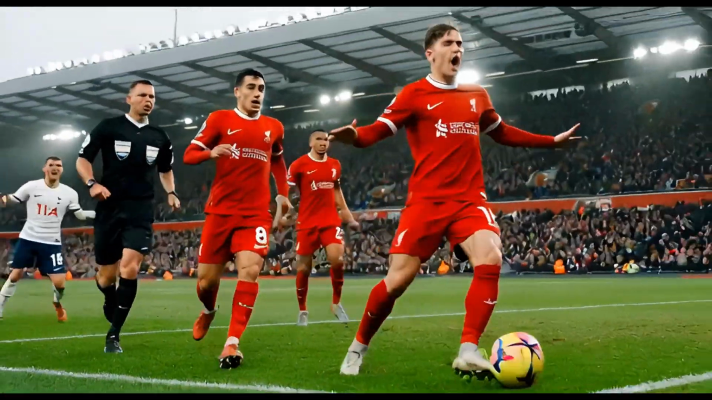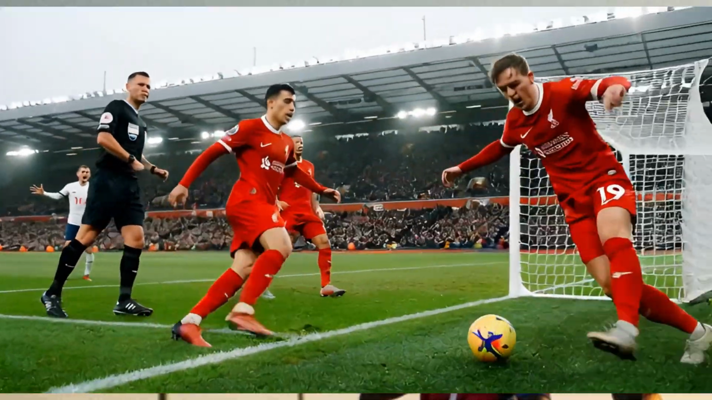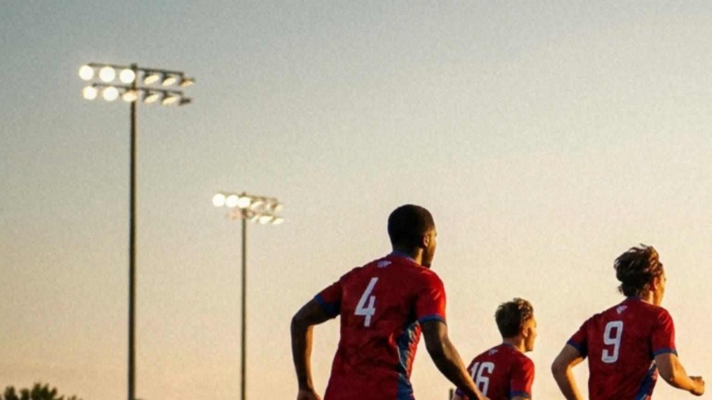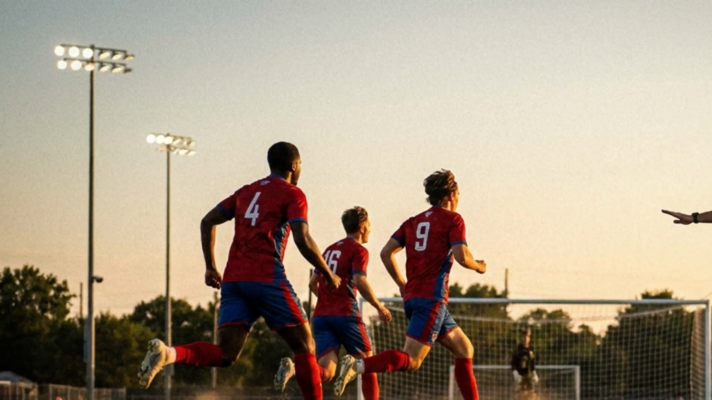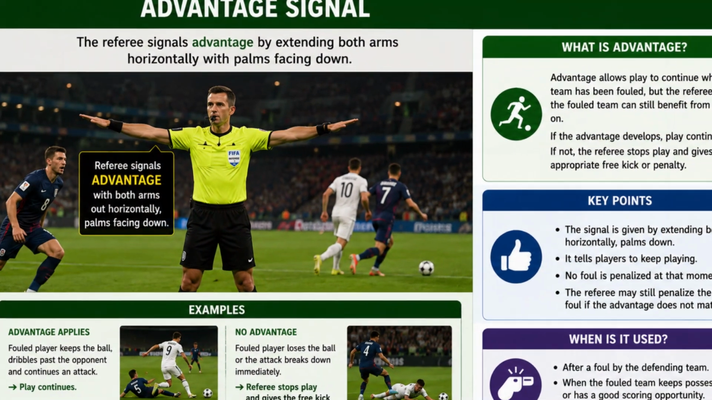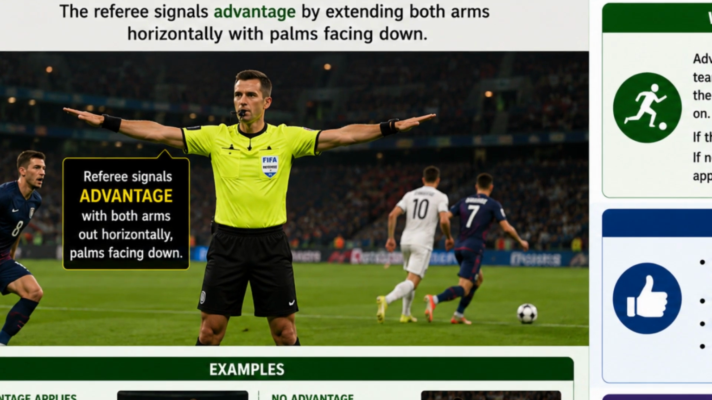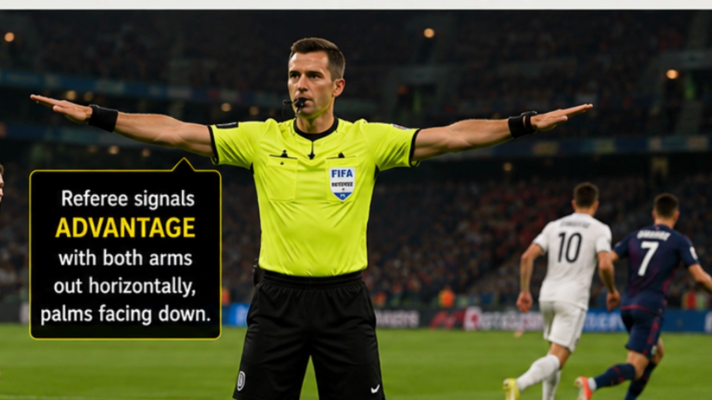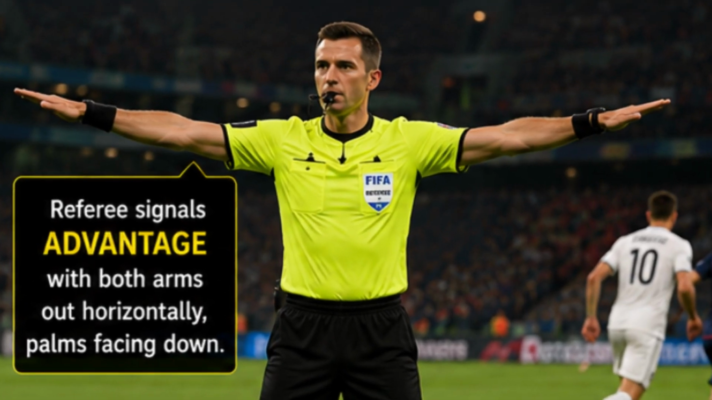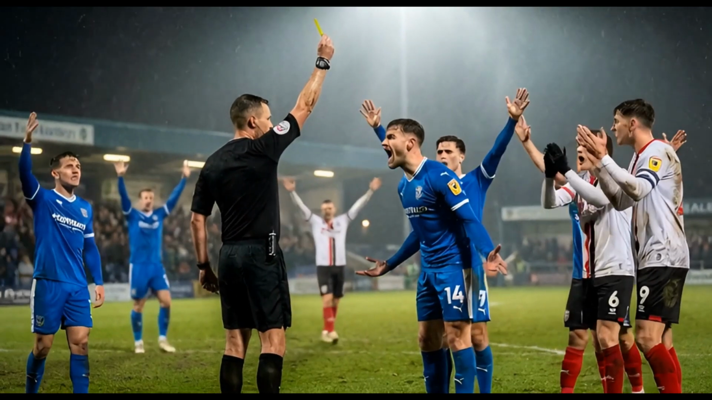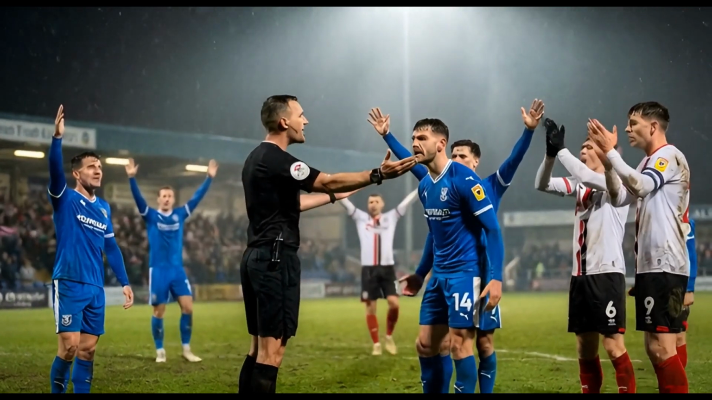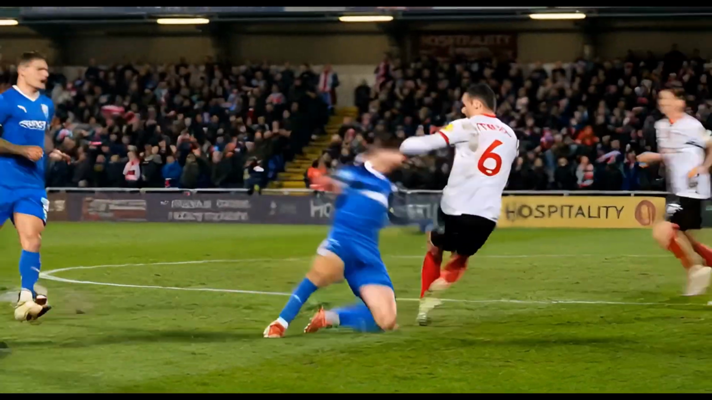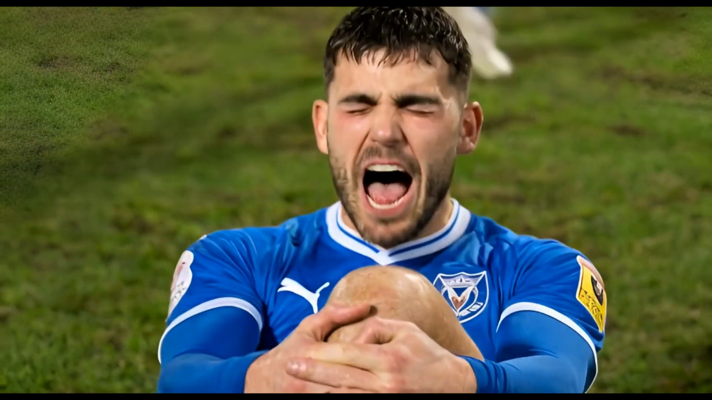To signal this, the referee extends both arms forward and upward at roughly a 45-degree angle, often accompanied by calling out the word advantage. The signal is held briefly so players understand the decision. If the advantage does not develop within a few seconds, the referee can still return and award the original free kick.